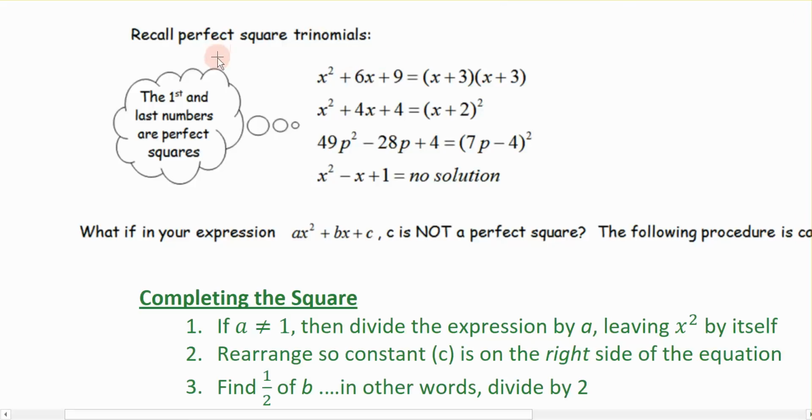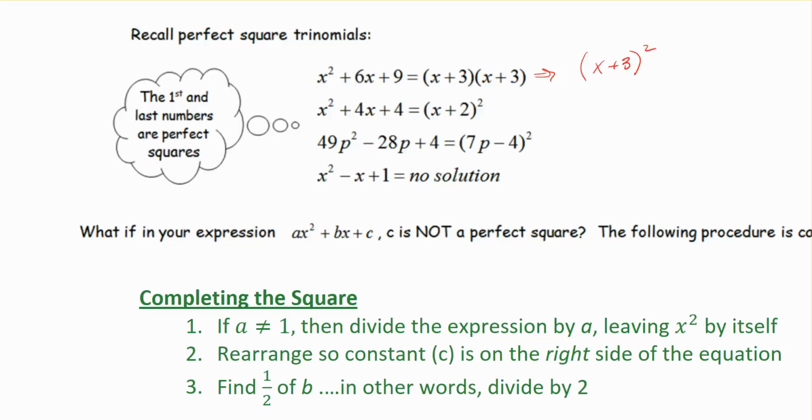So, before we get into completing the square, though, we need to remember what a perfect square trinomial is. Perfect square trinomials are trinomials, or three terms, where the first and the last terms are perfect squares, and the middle term is twice the product of these two roots. Now, having said that, the perfect square trinomial will factor into x plus 3 times x plus 3. Well, we know we can rewrite that as x plus 3 quantity squared.